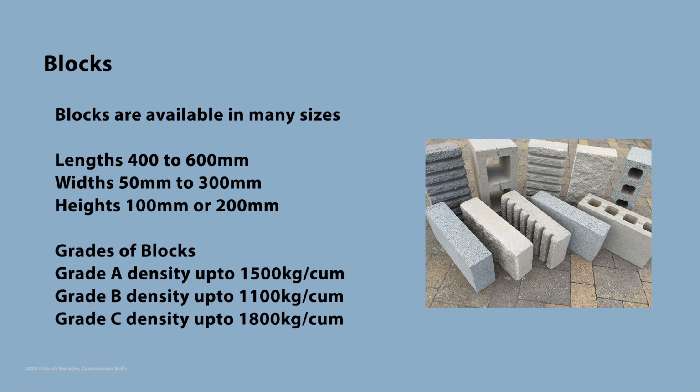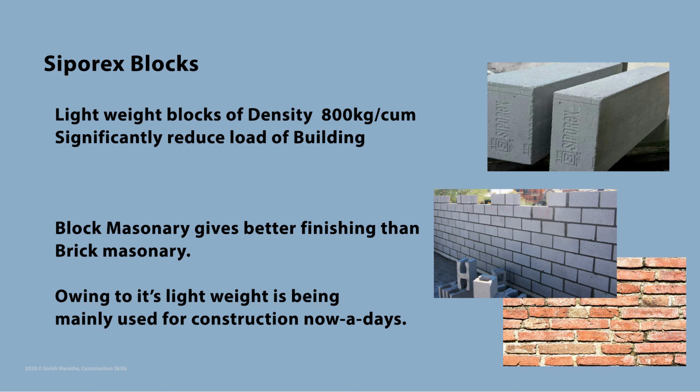Grade A of density 1500 kg per cubic meters. Grade B of density 1100 kg per cubic meters and grade C of density 1800 kg per cubic meter. The main difference of various densities is based on hollowness of the blocks. Some special blocks called Siporex blocks are also available in densities of 800 kg per cubic meter.